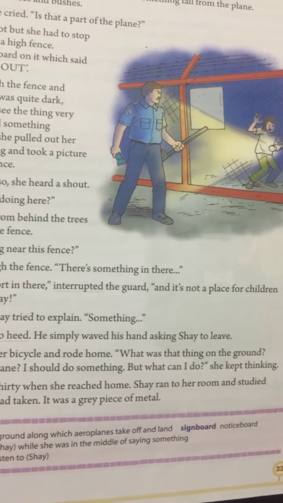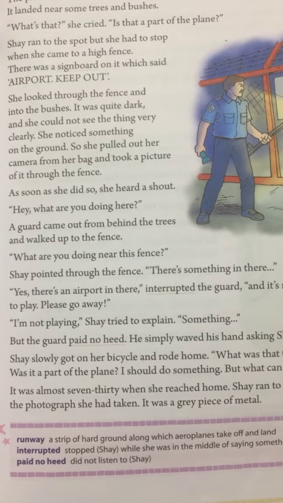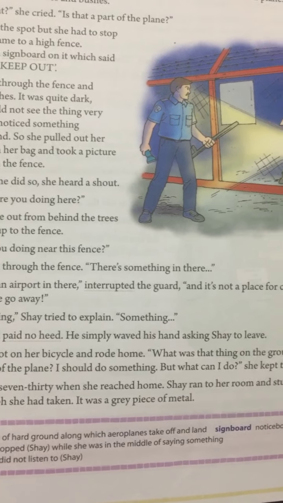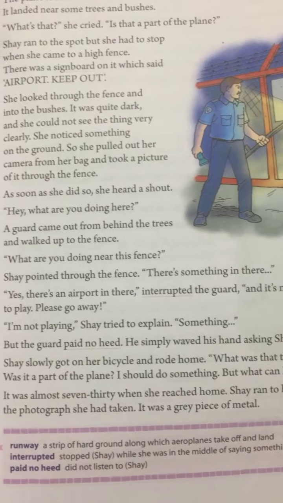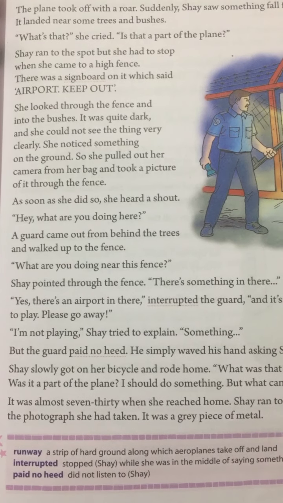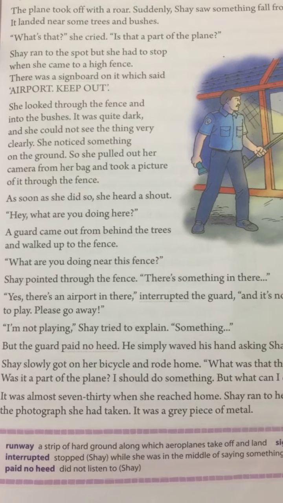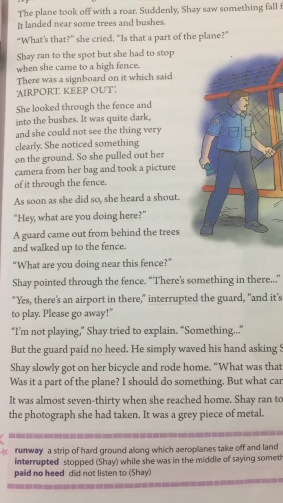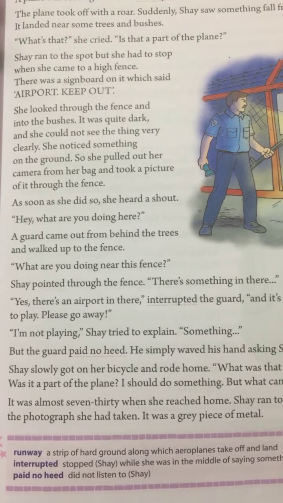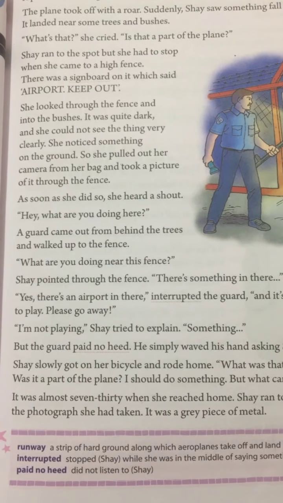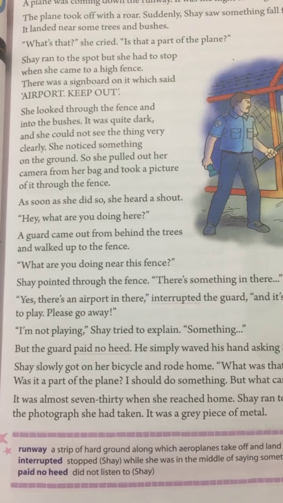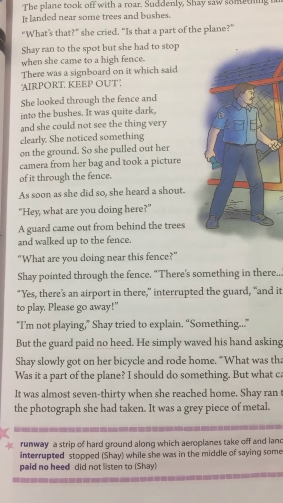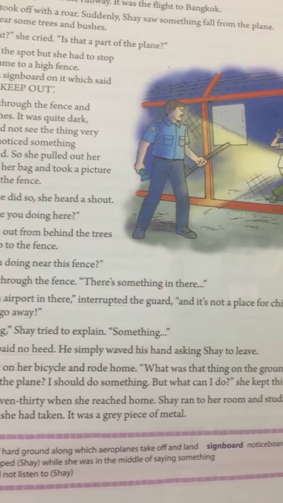What was that thing on the ground? Was it a part of the plane? I should do something. But what can I do? She kept thinking as she went back home on her cycle. On the way she was anxious that it might be a part of the plane, and she thought of doing something to save them. It was almost 7:30 when she reached home.